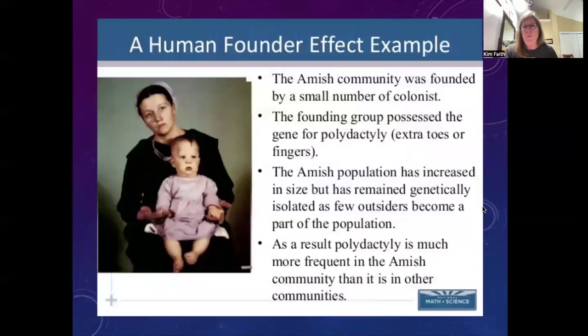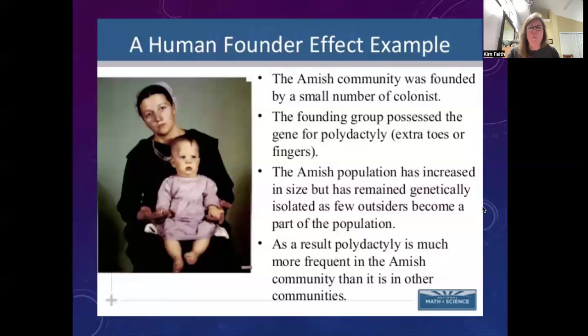An example in humans is that you guys know the Amish. Well, a very small group of people originally started this religious group. You know, they're very restricted. They don't allow strangers really into their population. And it just so happened that some of the original founding people had what's called polydactyl. Polydactyl is a dominant genetic disorder where you have extra fingers or toes.